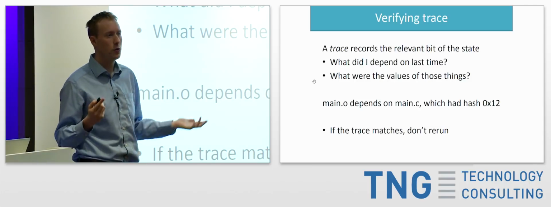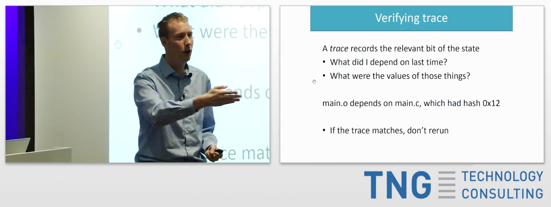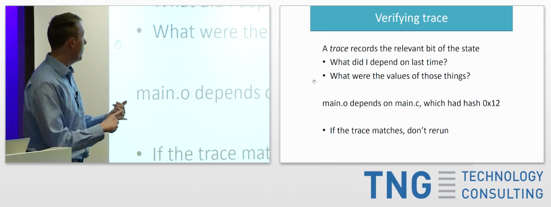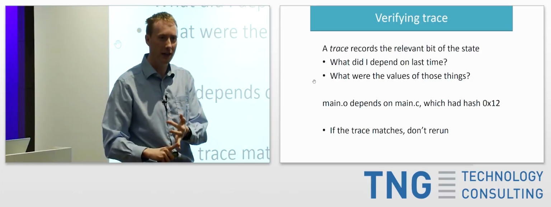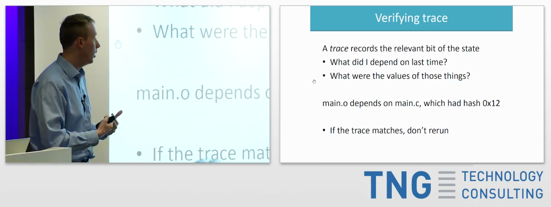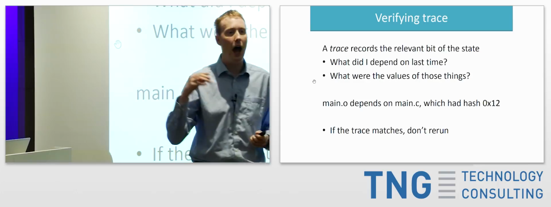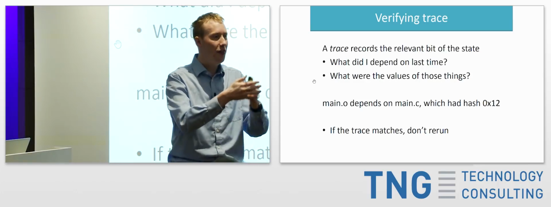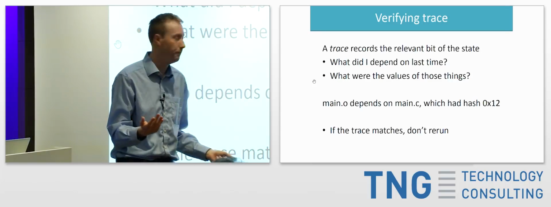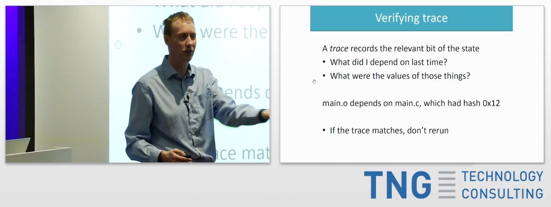The next approach is something we've called verifying traces. This is a very simple idea. Basically, when you run a rule, keep a lookout and record what you observed when you ran the rule. So what did I depend on last time? And what were the values of the things I depended on last time? For example, we might say main.o depends on main.c, which had the hash of 12 or whatever it is. Next time through, all you do is ask, has anything in this verifying trace changed? If not, then I don't need to rebuild it. So this is a simplistic approach: just capture the state of the world, check the state of the world, skip.